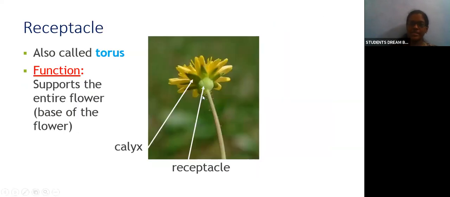Next is your receptacle. So this part is the receptacle. It is also known as the torus. The main function is supporting the entire flower. You can see it is the base of the flower. It is heavy enough to support the part above it. So it is swollen and heavy at the base. So this receptacle helps in supporting the entire flower.